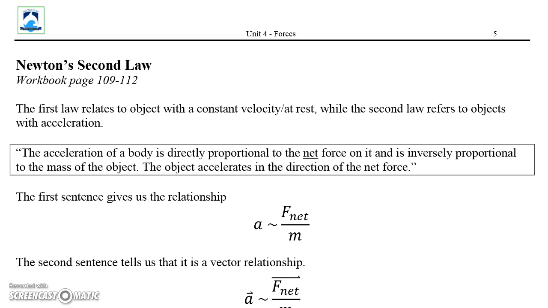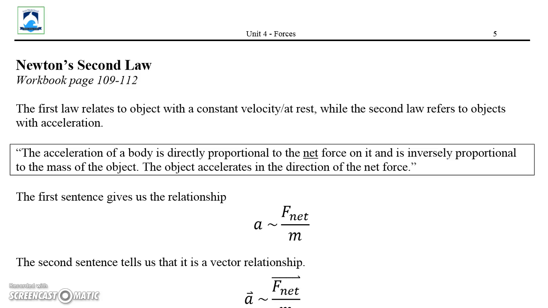Alright, this is the second installment to the forces unit. Now we're going to talk about Newton's second law. We talked about the first law before, which was F net equaling 0. A body at rest tends to stay at rest, and a body in motion tends to stay in motion. The second law is kind of the continuation from that. Whereas acceleration was 0 before, now we have something that's accelerating.